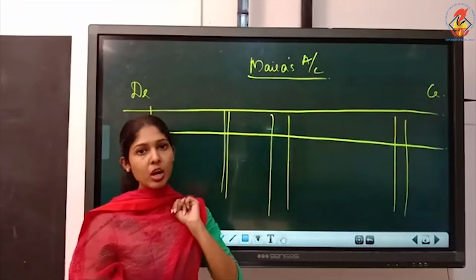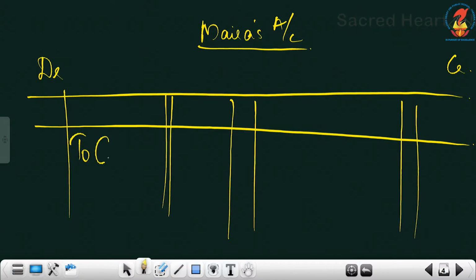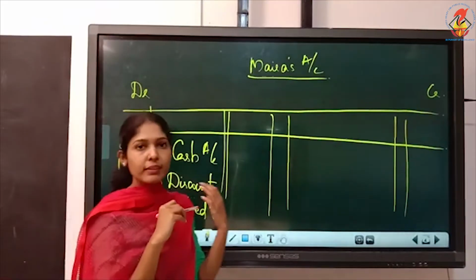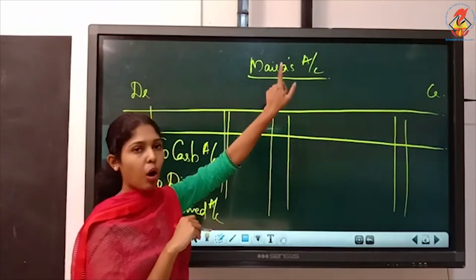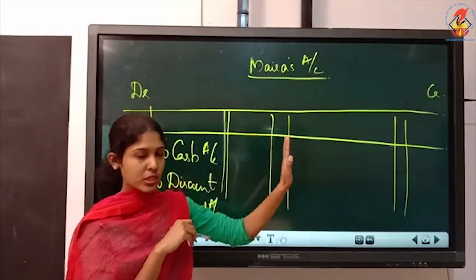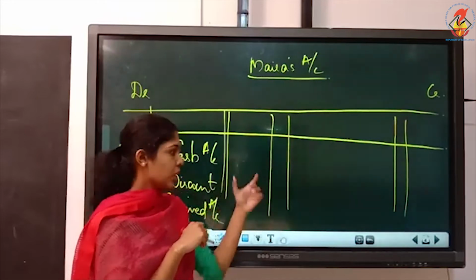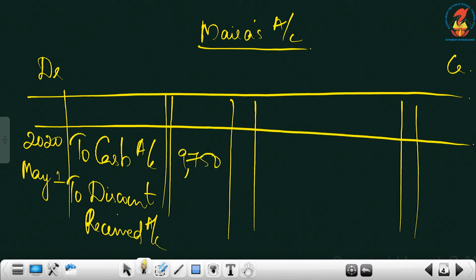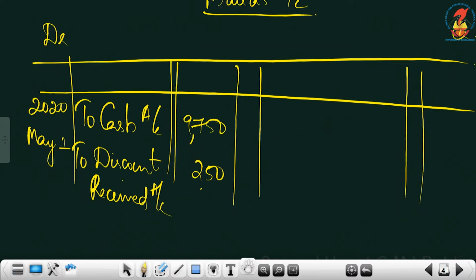So here two accounts are having opposite aspect. Both accounts we'll write, just like we did Shyam's account. To cash account, then to discount received account, and the date is May 1st, 2020. How will you write the amounts? You have to write the amount of Myra, that is 10,000, but 10,000 you can't write as a whole amount. You will have to separate and write because two accounts are there. That is 9,750 and 250. This is how you have to write.